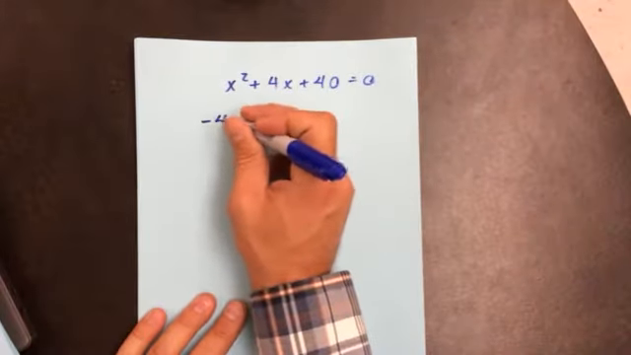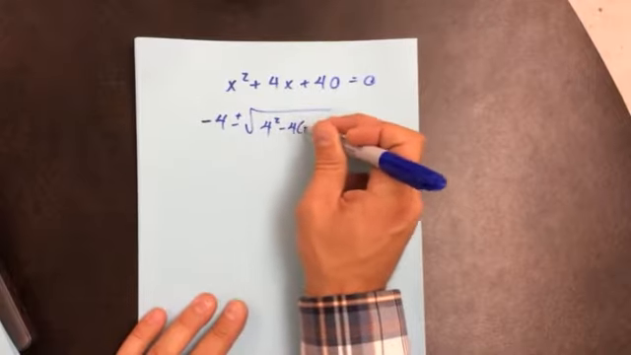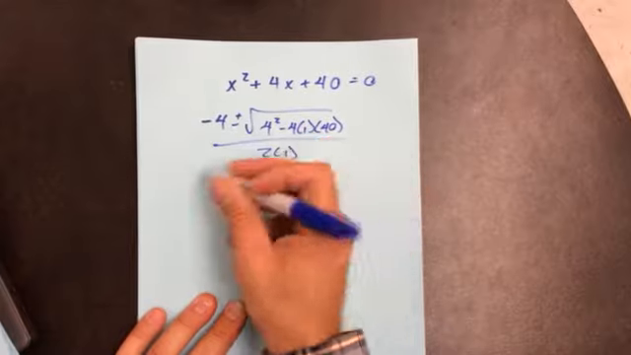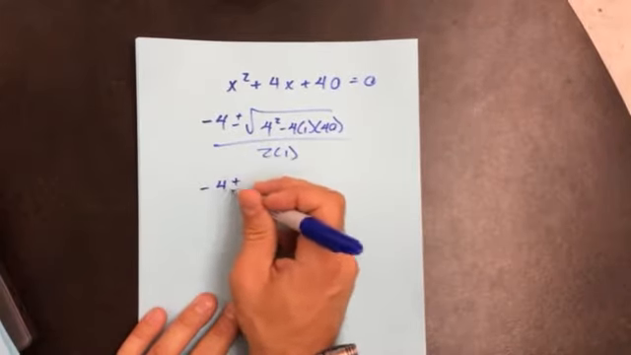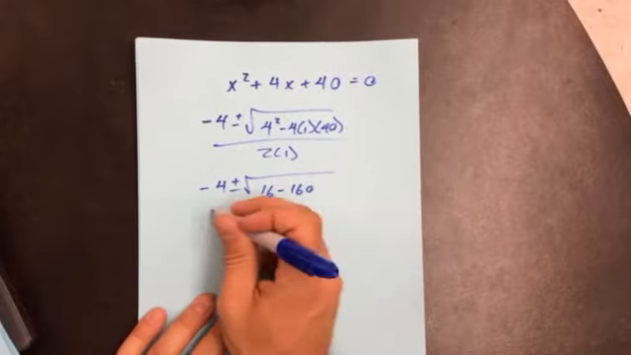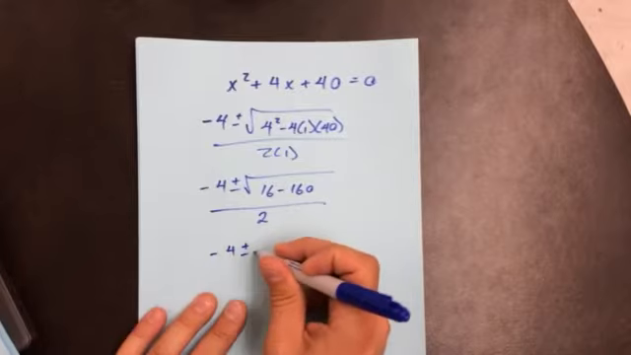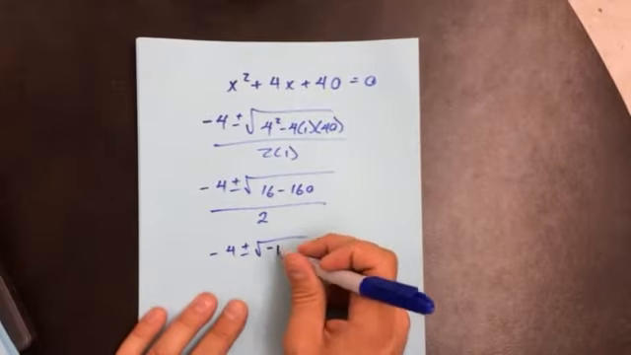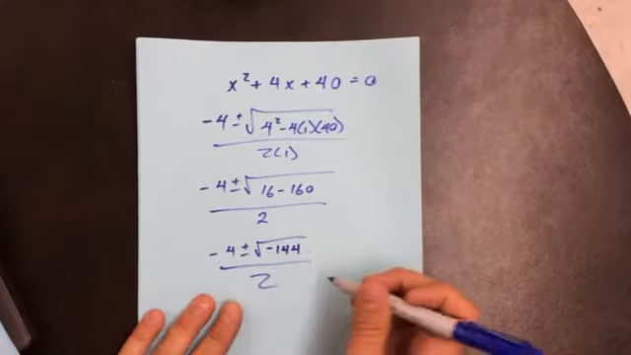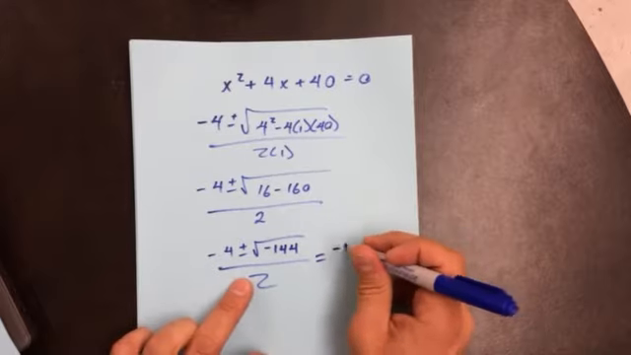So negative 4 plus or minus the square root of 4 squared minus 4 times 1 times 40, over 2 times 1. We're going to simplify inside the radical first. So negative 4 plus or minus the square root of 16 minus 160, over 2. We're going to subtract that. Negative 4 plus or minus the square root of negative 144 over 2.